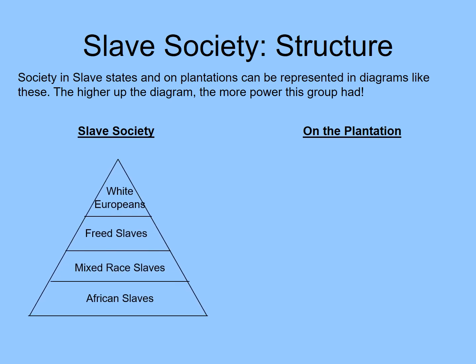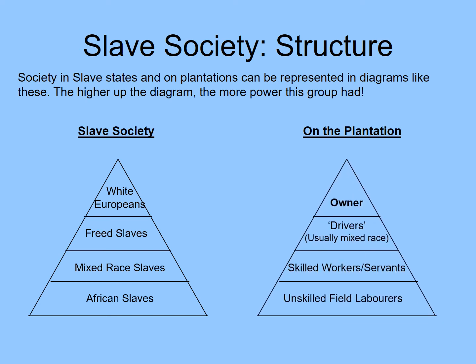Slave society as a whole then consisted of white Europeans at the top, freed slaves where this was possible, mixed race slaves, and African slaves. On the plantation itself, at a more individual level, you had the owner at the top, who would have been a white European. You had drivers, who were often mixed race, but not always. You had skilled workers and servants who would be doing specific skilled jobs on the plantation, and you would have unskilled field labourers just doing the heavy work at the bottom.